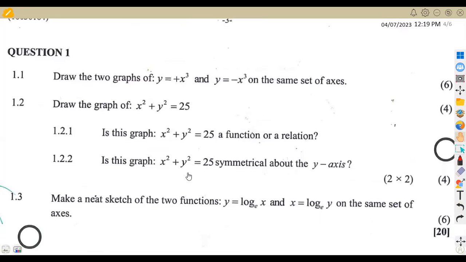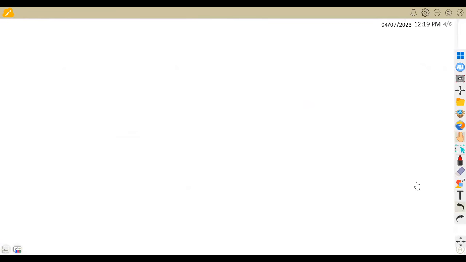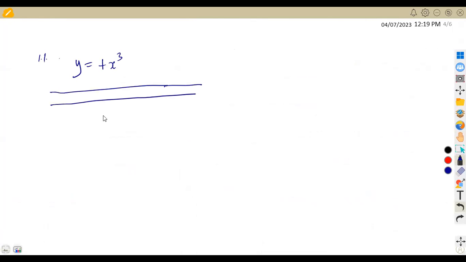So we're asked to draw the graphs of y is equal to x to the exponent of 3 and y is equal to minus x to the exponent of 3 on the same set of axes, and that is 6 marks for that. Okay, so this part we could have drawn our table of values. If you are not understanding these graphs, you can just draw your table of values. In this case, for y is equal to plus x to the exponent of 3, we can just have a few values of x, not many.